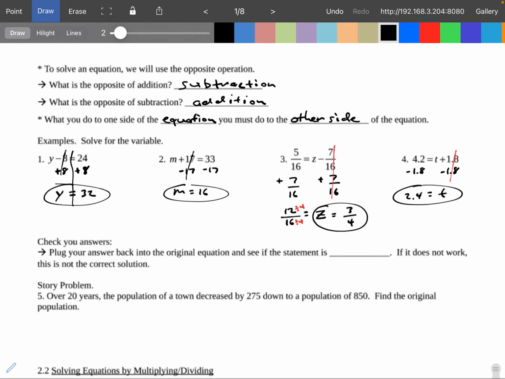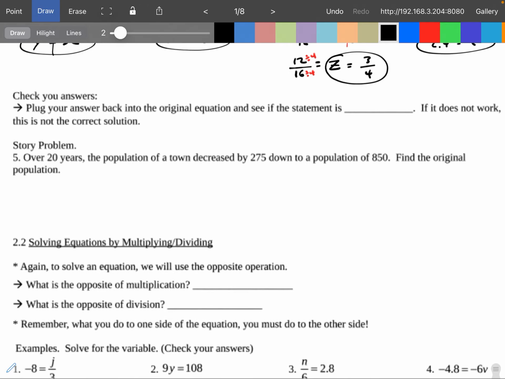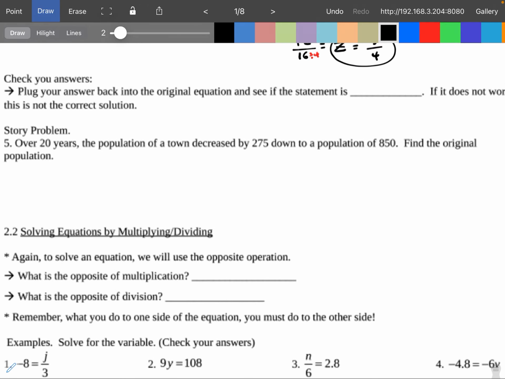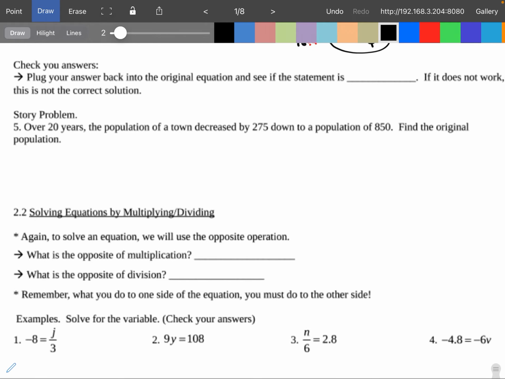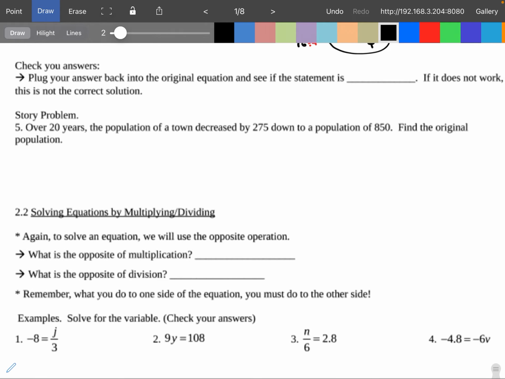We got another one? We just got a word problem at the bottom there. Oh, let's fill this other blank in though real quick. It says to check your answers.